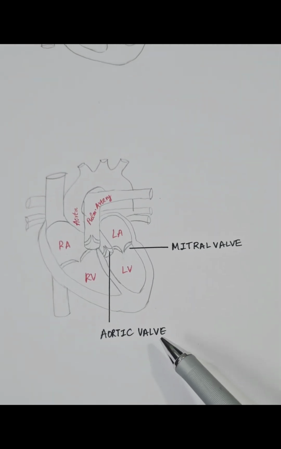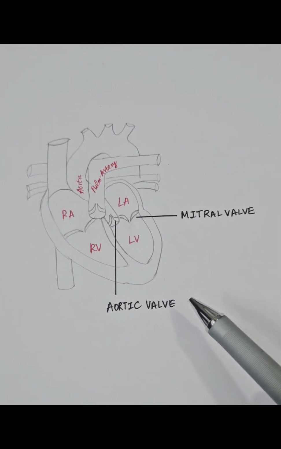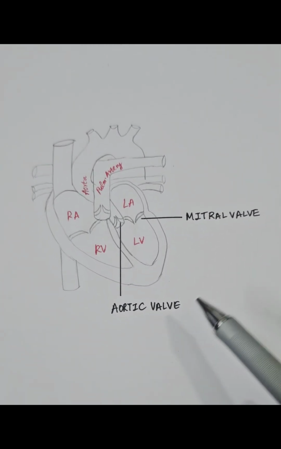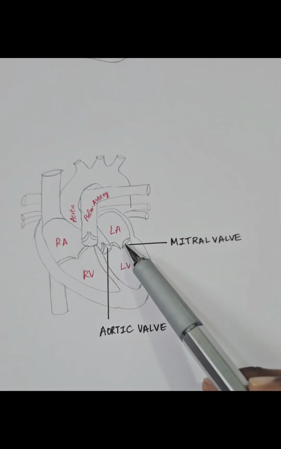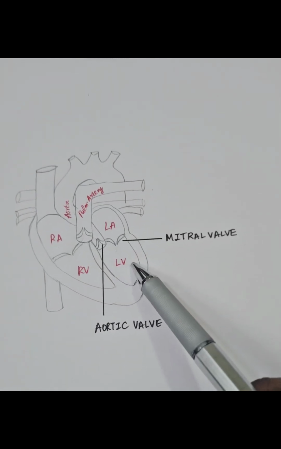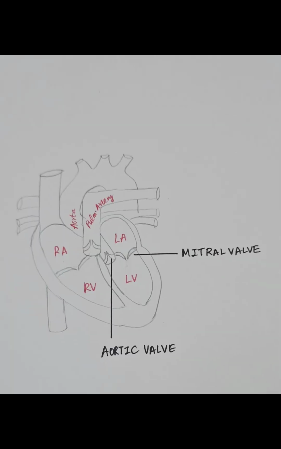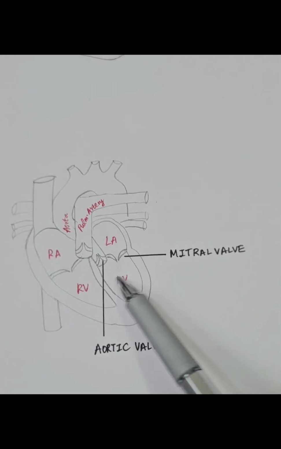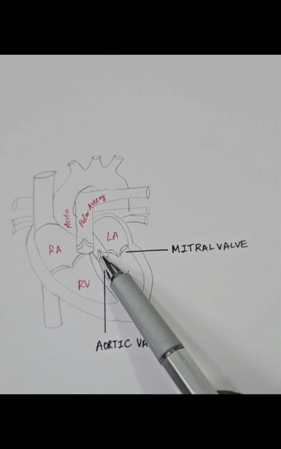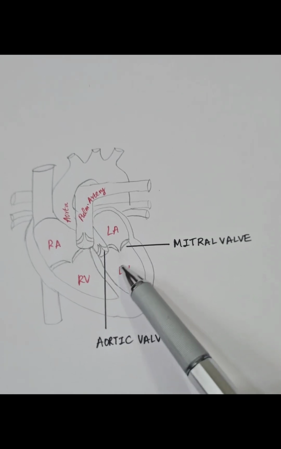So isovolumetric contraction, what do we understand from the term? Iso means same, volume, isovolume, same volume, and there is contraction of the ventricle. We have the mitral valve between the left atrium and the left ventricle, and we have the aortic valve between the left ventricle and the aorta. Now let's see what isovolumetric contraction means. The left ventricle will contract against two closed valves. So the mitral valve and the aortic valve will be closed and the left ventricle will contract.